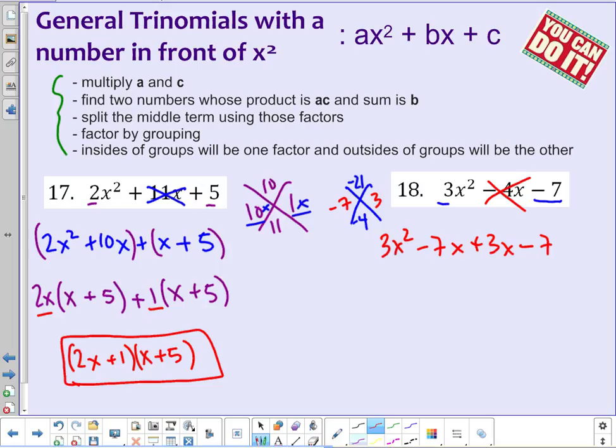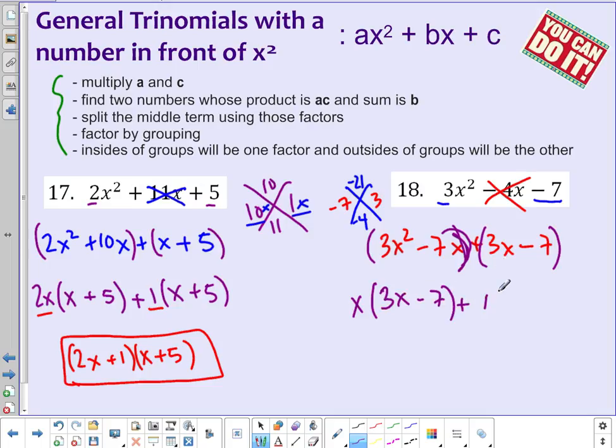Then I group. It was supposed to be around that 7x. Then take out your GCF. From the first one, I can just take out an x. That's it. There's nothing in common between 3 and 7, so I've got to leave it at that. Then that leaves me with 3x minus 7 behind. From the second group, again, just a 1. Leaves me with 3x minus 7 behind. Factored form, x plus 1, 3x minus 7, and there it is.